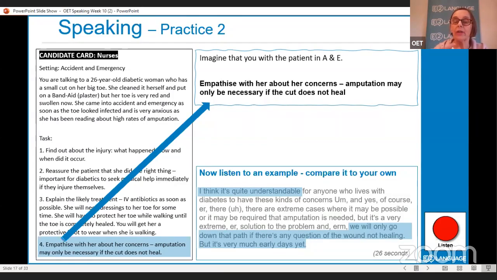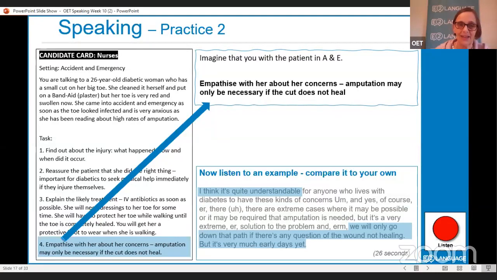So he's showing the empathy that he feels the same, that, yeah, I can understand how you feel. There's plenty of ways, we're about to talk about some. We will only go down that path if there's any question of the wound not healing. But it's very early days yet. So the intonation and the words he says show that empathy towards that patient. Okay, you can use things like, you know, don't worry, and all that sort of stuff too.